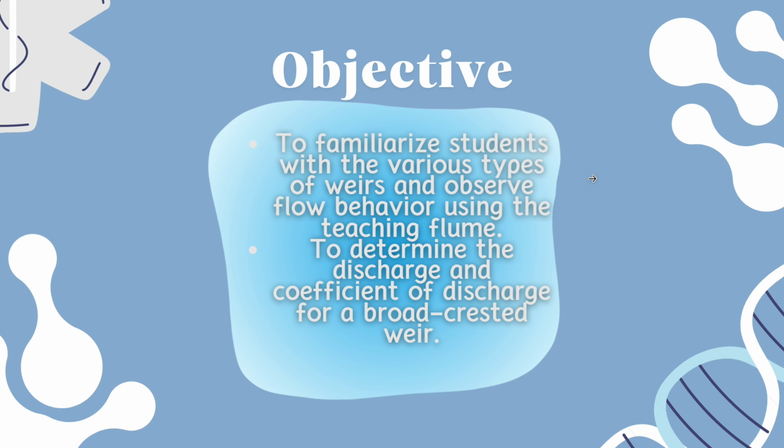The main goal of this activity is to help us understand how water flows over different types of weirs, especially the broad-crested type. Using the teaching flume, we observed the flow behavior and calculated the discharge to compare the actual and theoretical results.